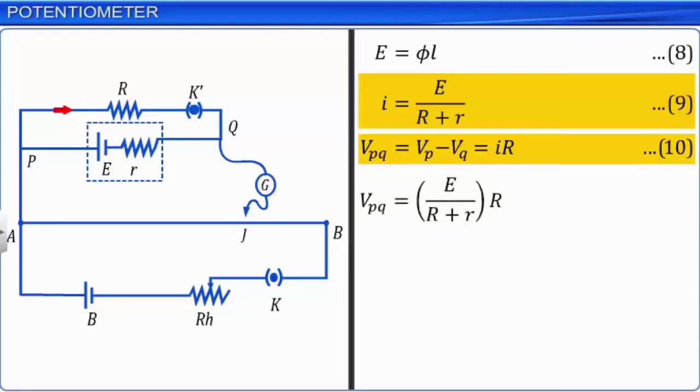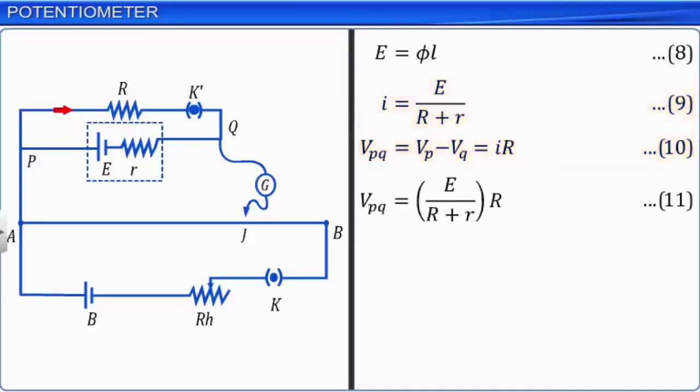In this situation, the current from the cell in the secondary circuit does not pass through the primary circuit, as points A and P are at the same potential. Contact is made on the potentiometer wire using the jockey, which is pressed at various points on the wire till we get a balancing length L', where the potential drop across the length of the wire is equal to the terminal voltage of the cell. Thus, we have VPQ is equal to phi into L'. Let this be equation 12.